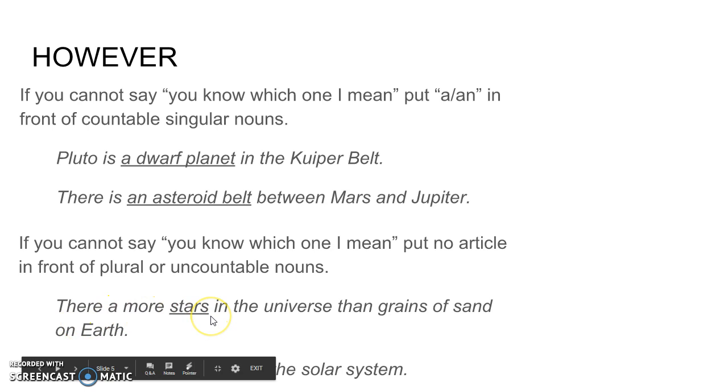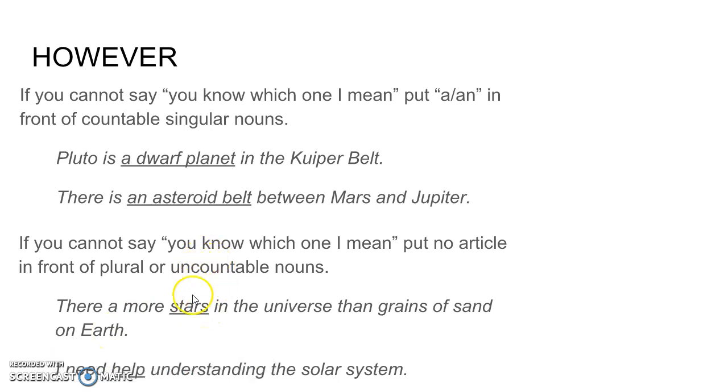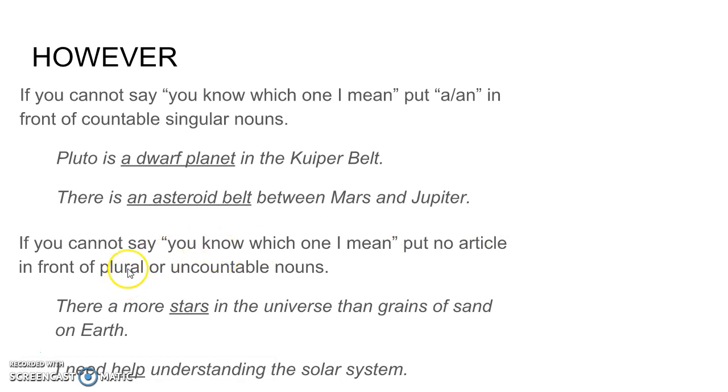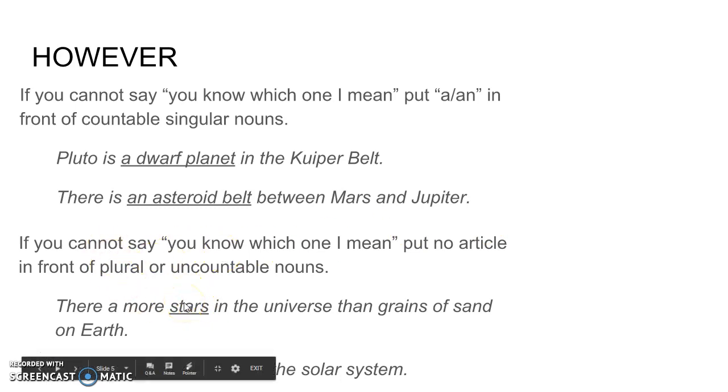There are more stars in the universe than grains of sand on Earth. Here, it's not clear which stars are being referred to. There are more stars in the universe, so therefore it does not pass the "you know which one I mean" test. For this reason, in this example, we're going to make them plural, and because it's a plural noun, we're going to have no article.